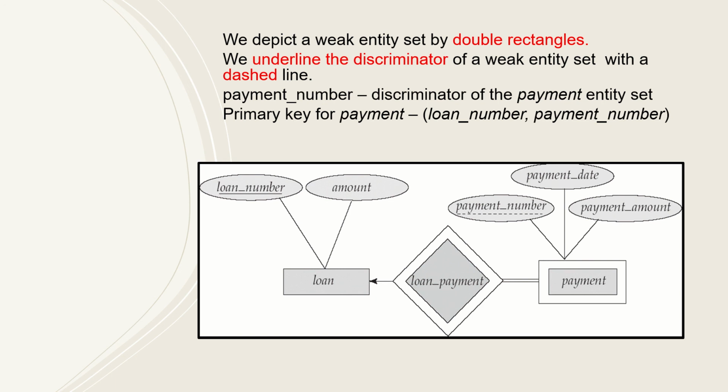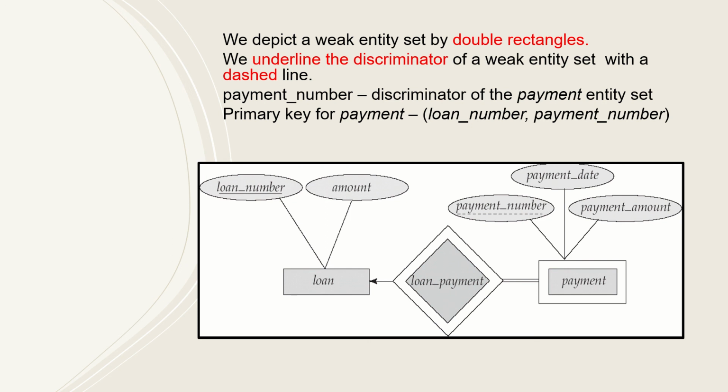We cannot set a primary key for this payment information because the payment information completely depends on the loan. Based on the loan only we can make the payment. So this one is a weak entity. Since it does not have a primary key, we have to create a discriminator. Normally a discriminator is denoted by a dashed line. So this in the figure indicates that payment number is a discriminator.